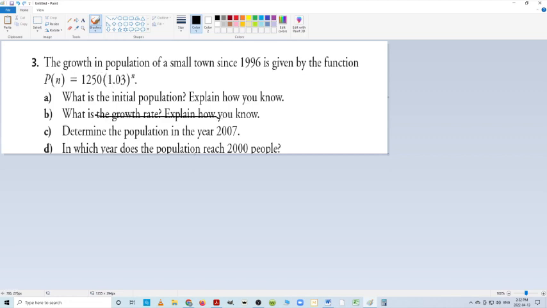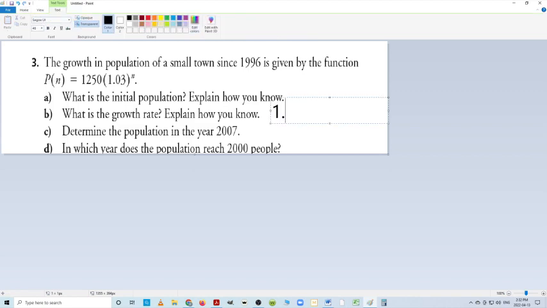What is the growth rate? It's 3%. 1.03 is the base, which is a 3% increase over time. How do I know? Because if I take this, it's over 1. If I subtract 1, I get 0.03, which is the equivalent of 3 over 100, which is equal to 3%. 1 would just mean nothing is happening. So anything over 1 is the growth rate, I guess.